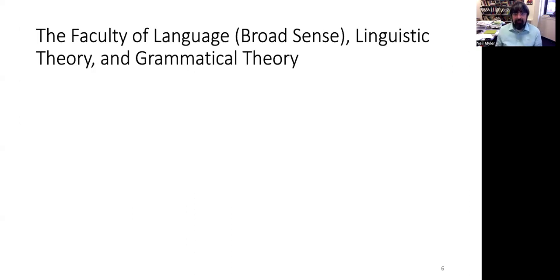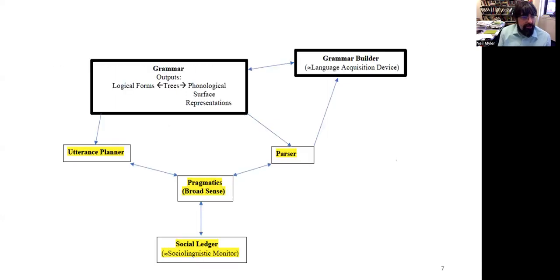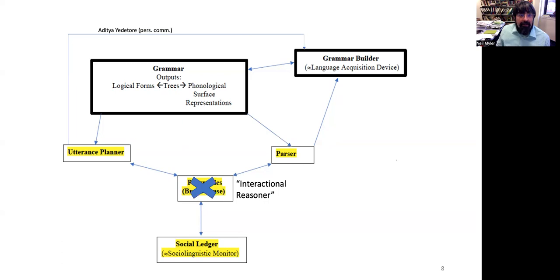Right, so speaking of the faculty of language in the broad sense, people who took the class will remember from week 2 that I presented this diagram of how I thought the different components of what linguistic theory studies relate to each other. A couple of edits I will make now to this diagram based on things that people said. One is renaming the thing that I was originally calling pragmatics broad sense as something else, so maybe interactional reasoner.